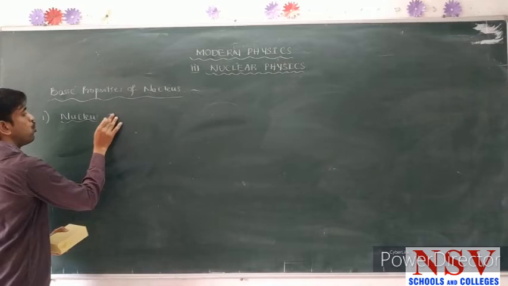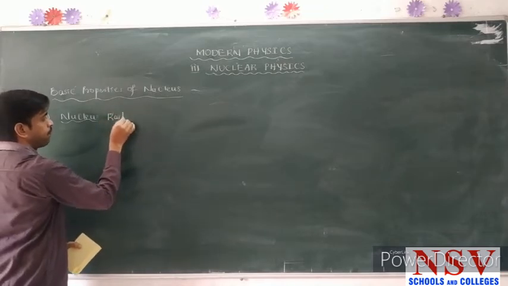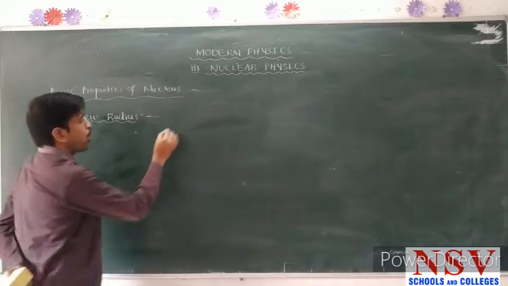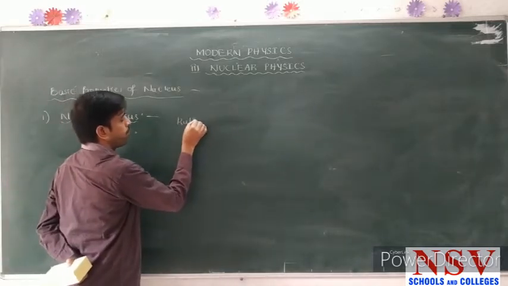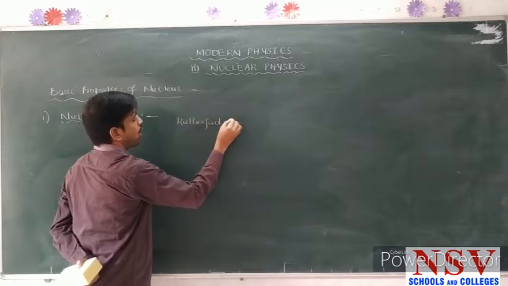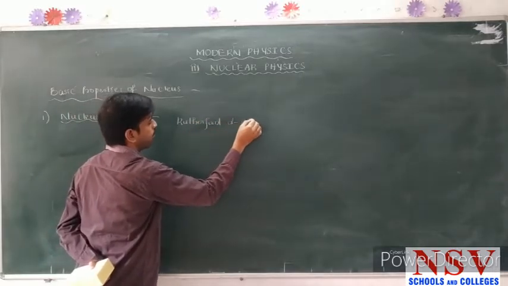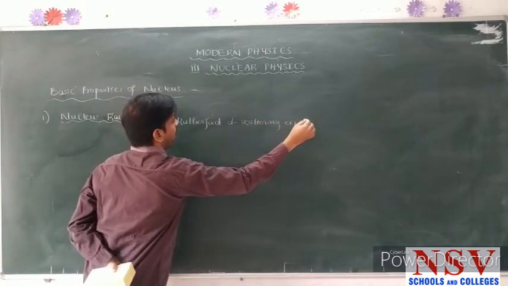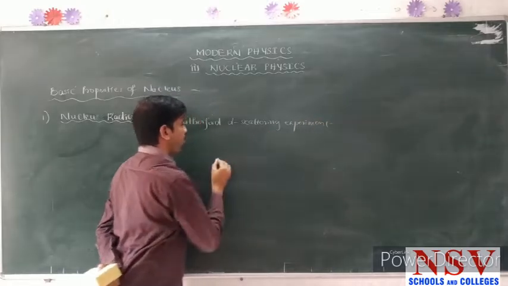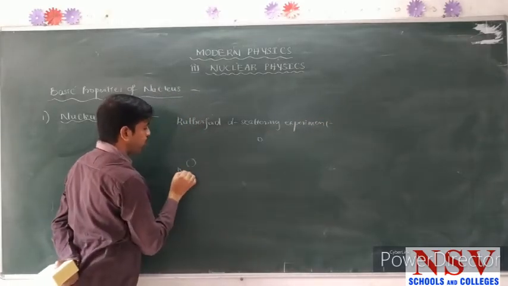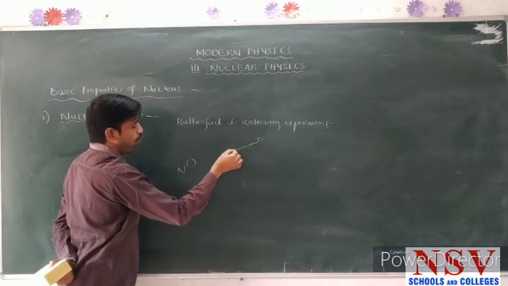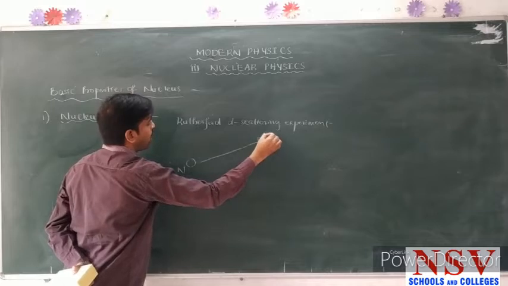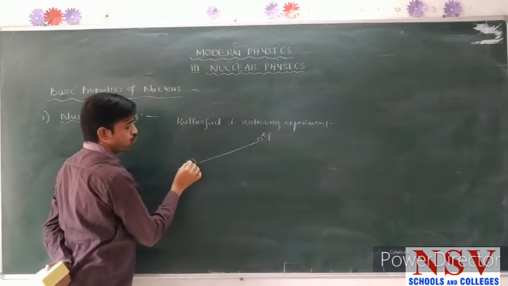Next one is nuclear radius. According to the Rutherford alpha scattering experiment, when an alpha particle comes towards the nucleus, because of the positive charge of the nucleus and the positive charge of the alpha particle, some Coulombic repulsive forces are developed.